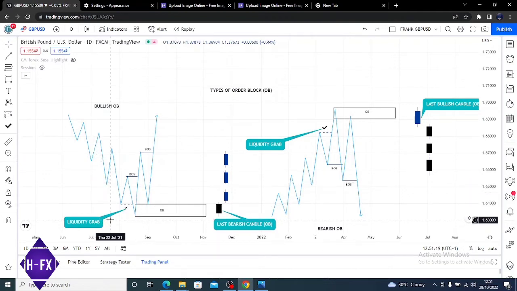When they stop us out, most retail traders, those that trade support and resistance, when they are trying to sell from the resistance, put their stop loss above.